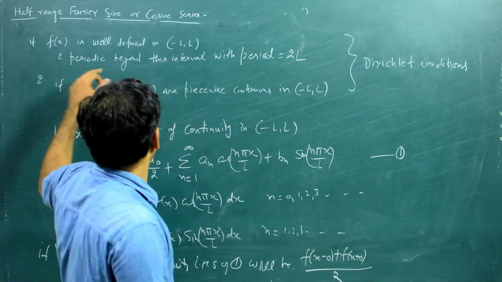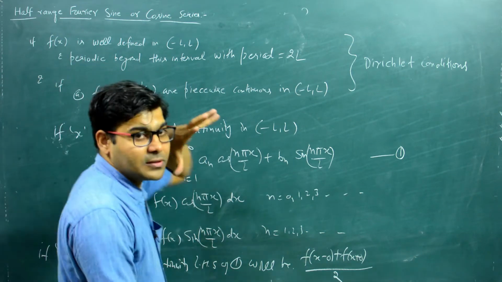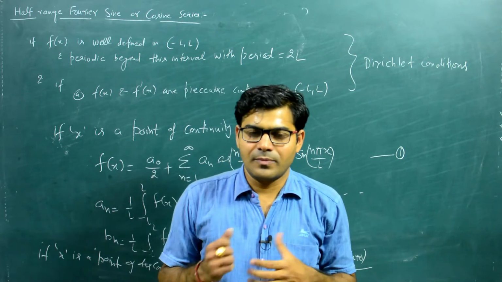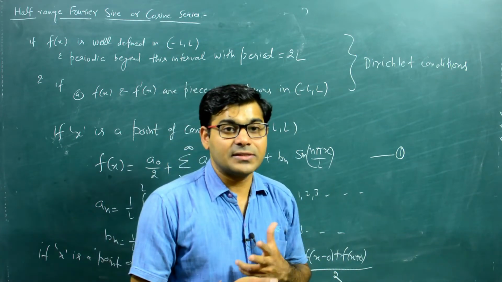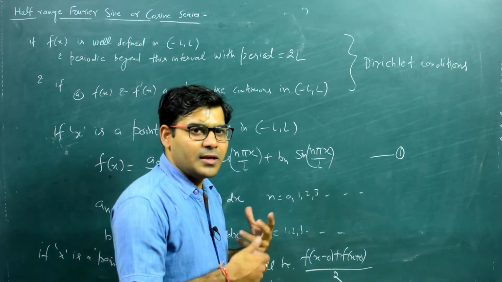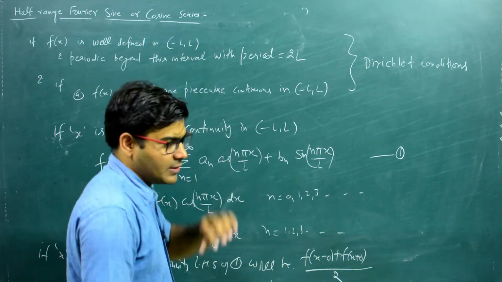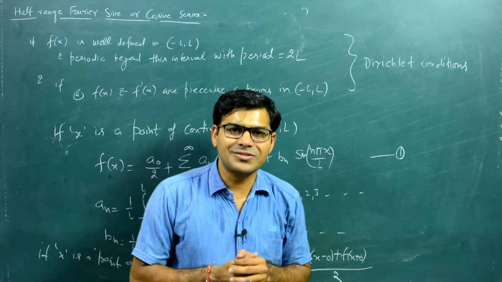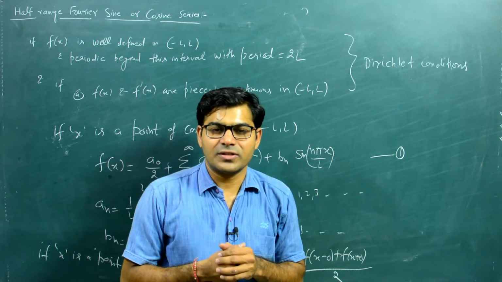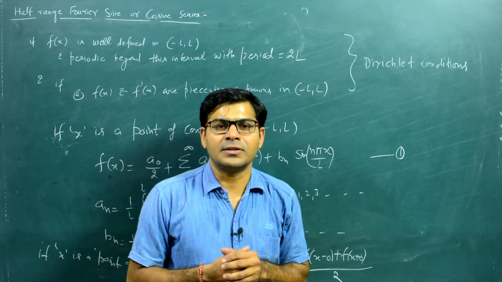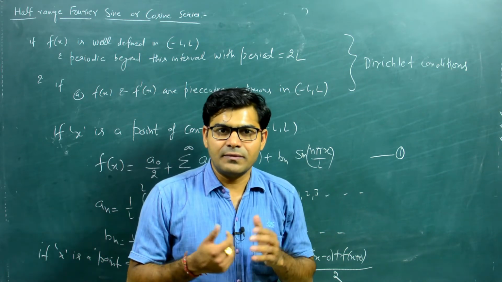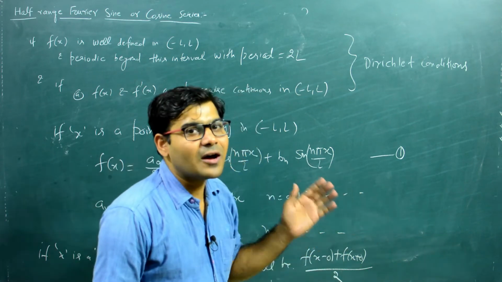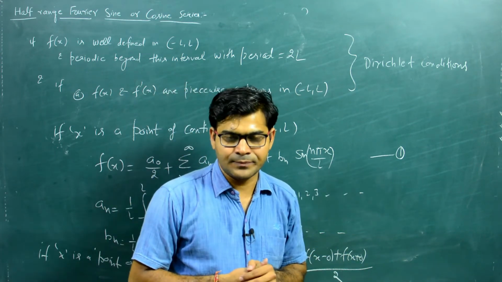Now, what is a half-range Fourier sine or cosine series? Sometimes we are given a problem where we have been asked to find a Fourier series expansion of a given function in the interval 0 to L, for example, instead of -L to L. So usually whenever we are asked to find a half-range Fourier sine series or cosine series for a given function, we are generally given the function to be defined in the half range 0 to L, thus giving the name half-range Fourier sine or cosine series.